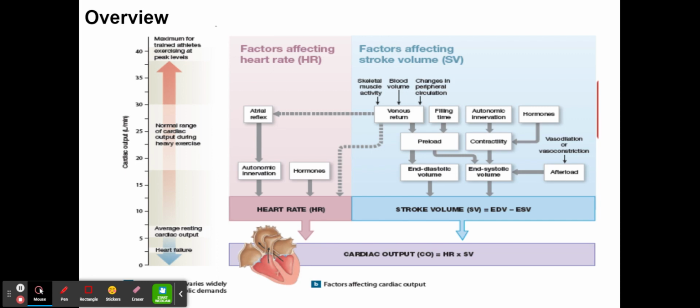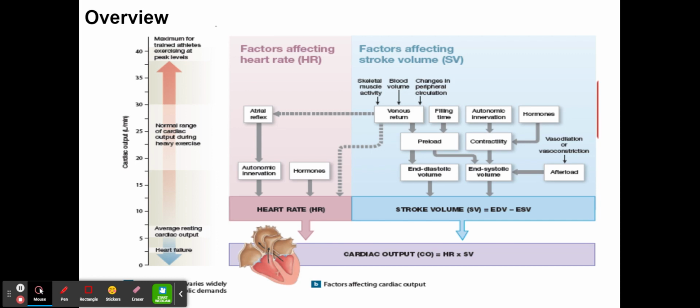The stroke volume is the difference between the end diastolic volume, or the EDV, and the end systolic volume, or the ESV. The EDV is determined by the available filling time and the rate of venous return. And finally, the ESV is determined by the amount of preload, or the degree of myocardial stretching, the degree of contractility, which is adjusted by hormones and autonomic innervation, and the afterload, or the arterial resistance to the blood flow out of the heart.